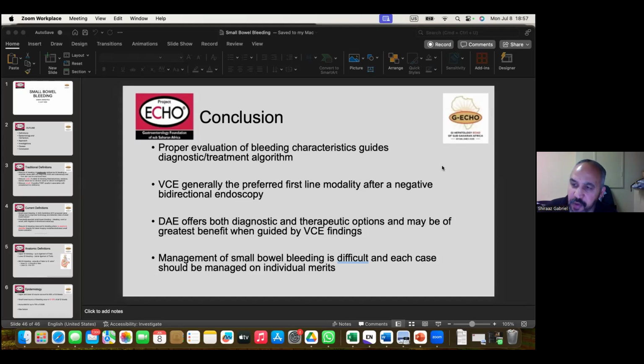So I've been involved in a few double balloons that we've burnt, and then I've been involved in 2 late perforations from APC. So that does happen. Small bowel varix, I've also injected a small bowel varix that bled significantly via the double balloon scope. That was quite scary as well.